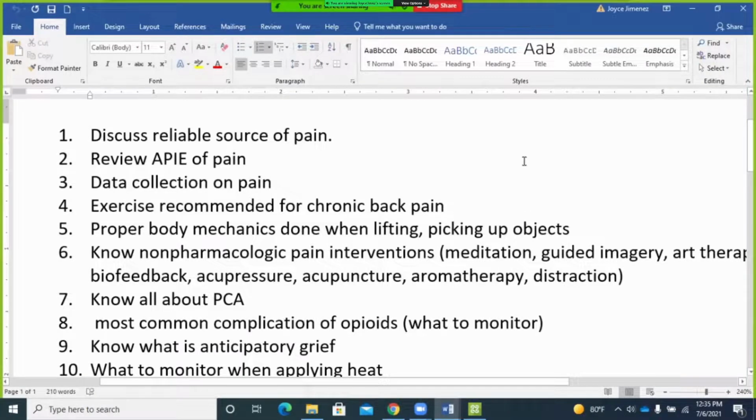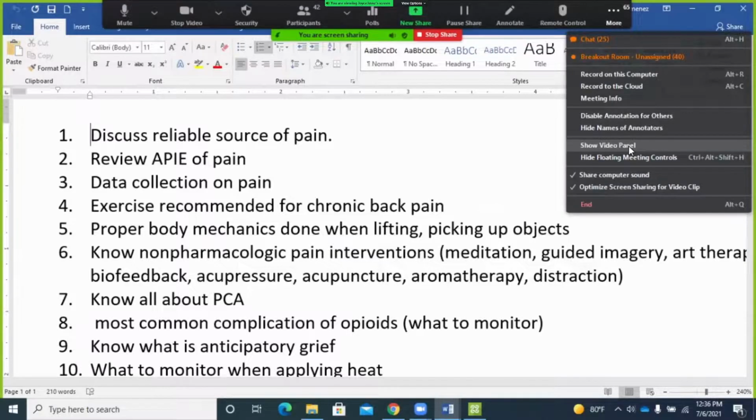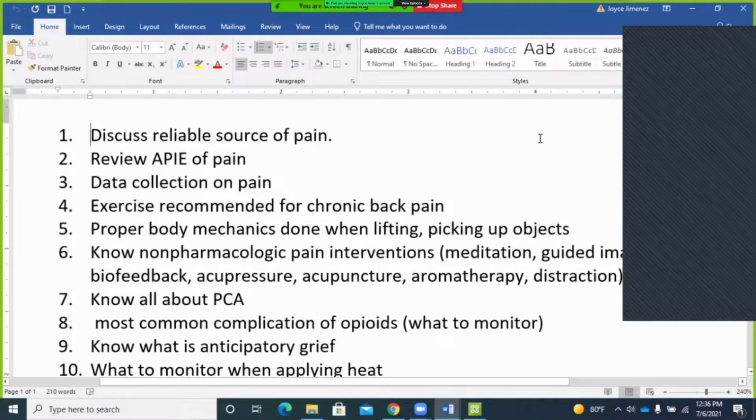What are the reliable sources of pain? The very first one. The patient. Patient, that's it. Patient, and then vital signs, remember?